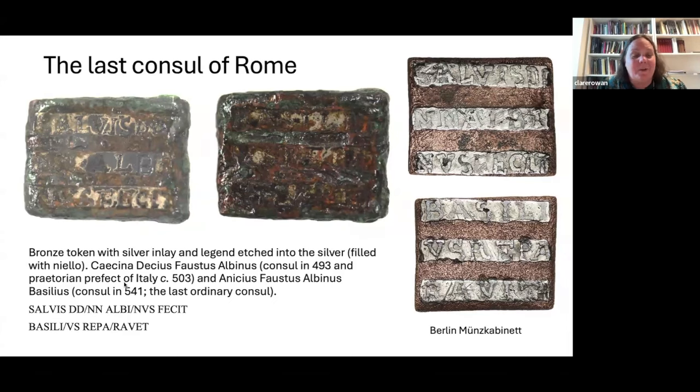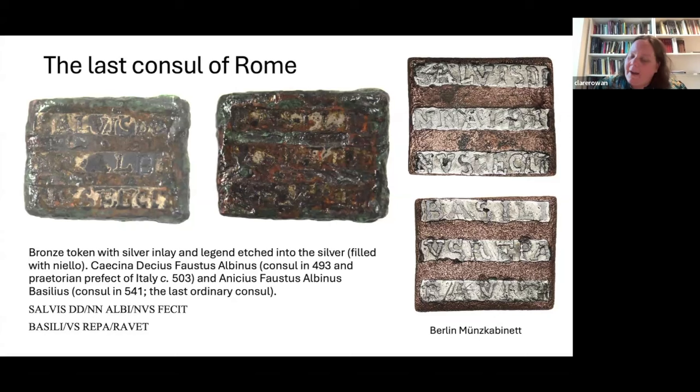So this particular token was made by one Anicius Faustus Albinus Basilius, who was consul in 541 AD. And when Rome falls to the barbarians in 546 AD, he flees to Constantinople. So this is really the fall of Rome. And Basilius is the last ordinary consul of Rome.